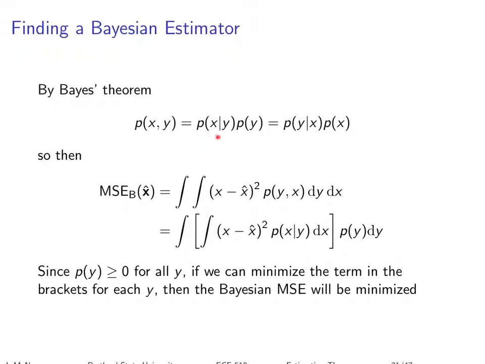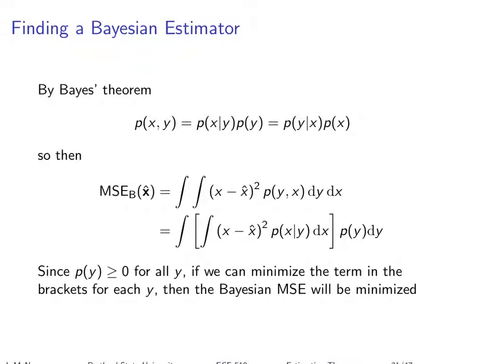There's a probability of X conditioned on Y times the marginal of just the probability of Y, and then you can break this up the other way also, where this is equal to the probability of Y conditioned on X times the marginal probability of X. So we can start to use that right away.